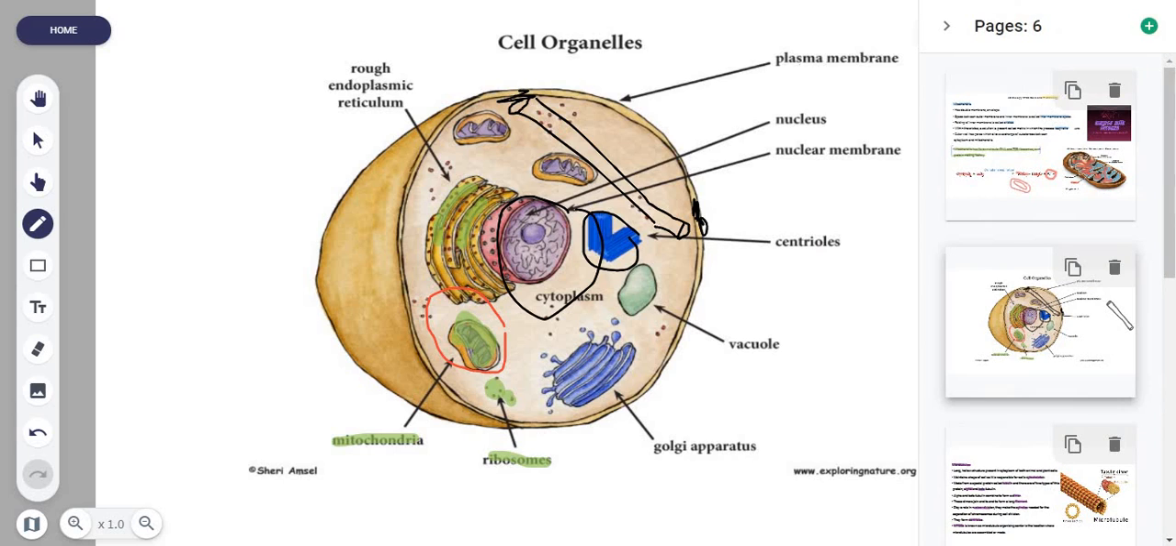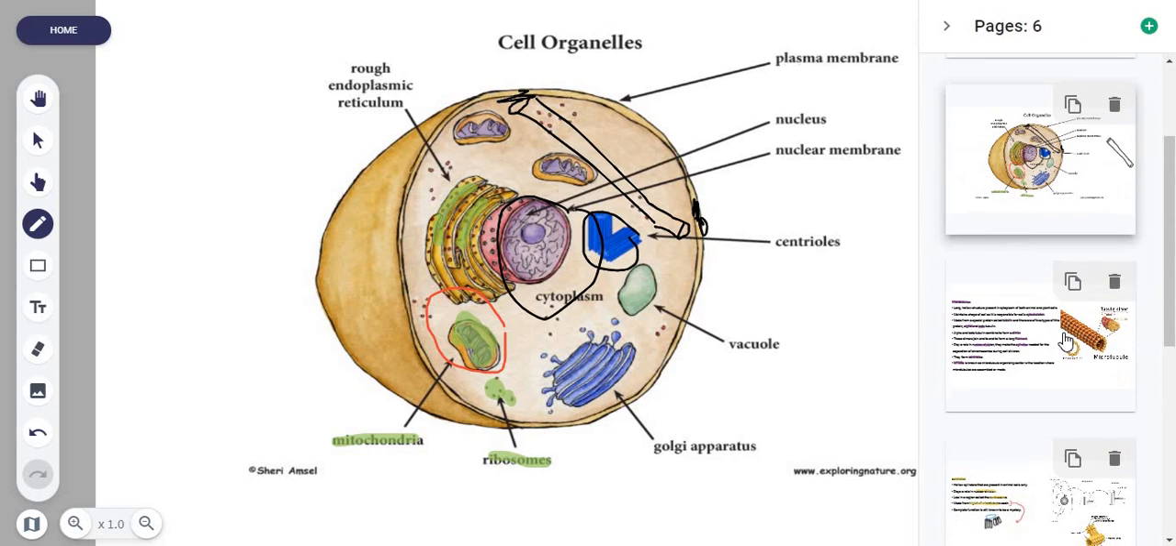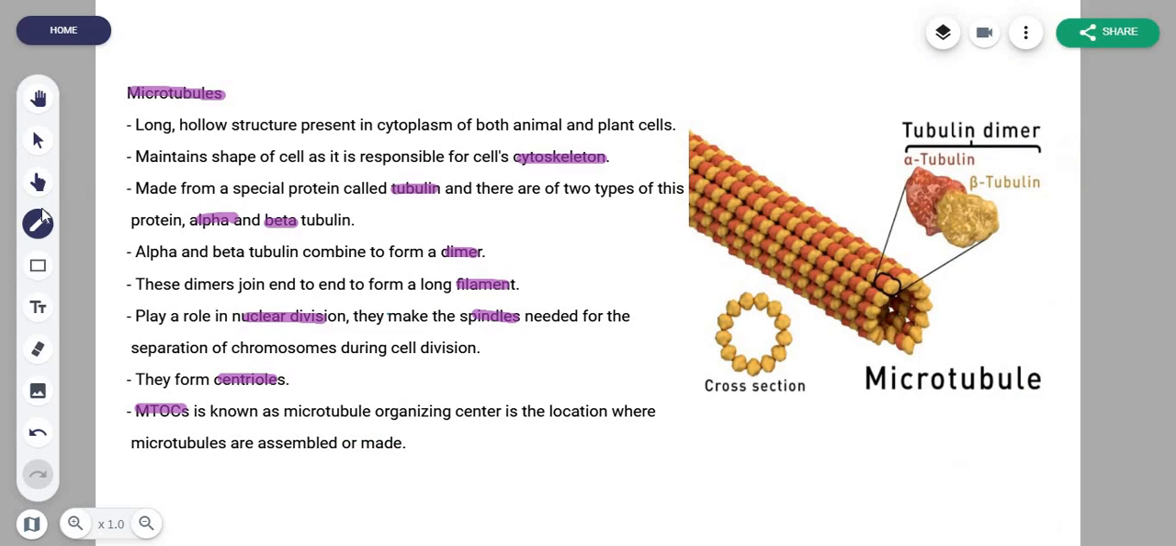Okay, yeah. So then again, there's a bit more complicated, complex picture here that you need to know. So it is a long hollow structure present in the cytoplasm of both an animal and a plant cell.